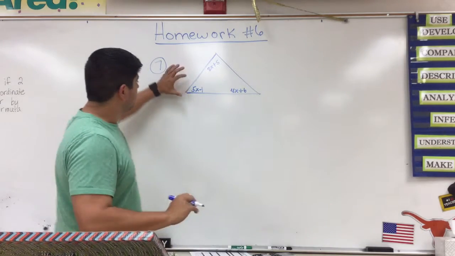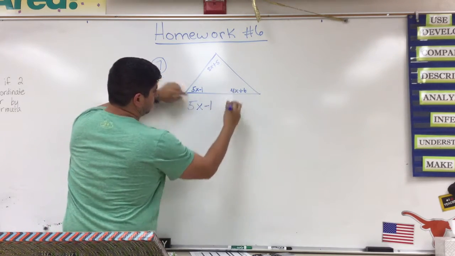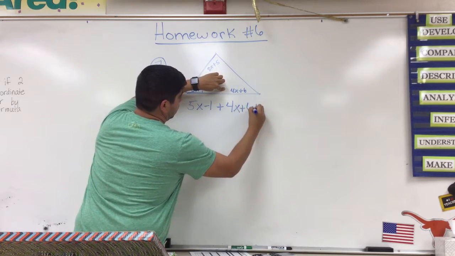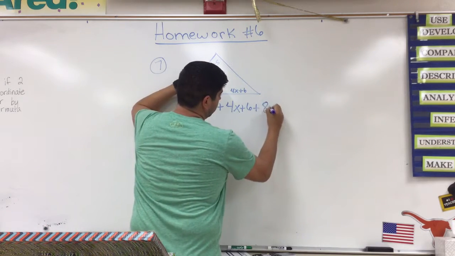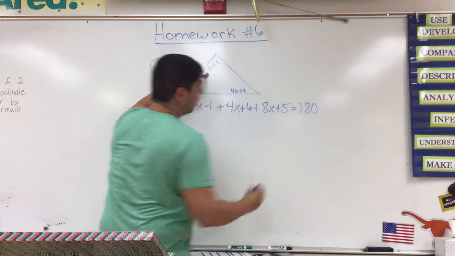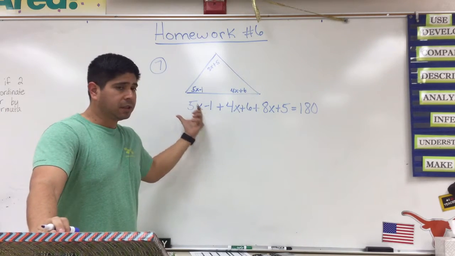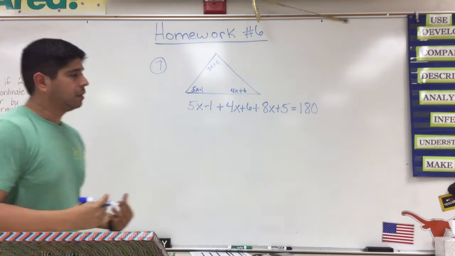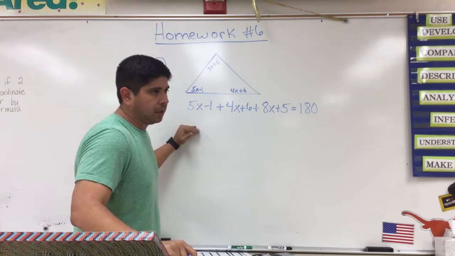So 5x minus 1 plus 4x plus 6 plus the last angle up here, 8x plus 5, and then that equals 180. So yes, this may look very overwhelming right now, but all we have to do is combine the like terms. We're going to make it very small, and it's going to be a lot easier. Once you get to this step, you just combine like terms.